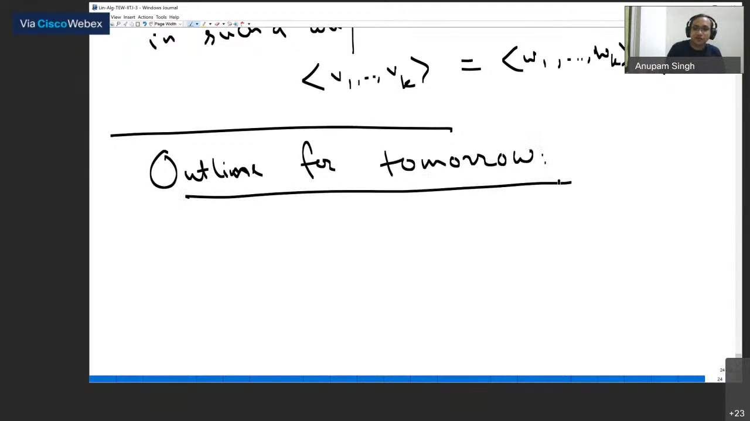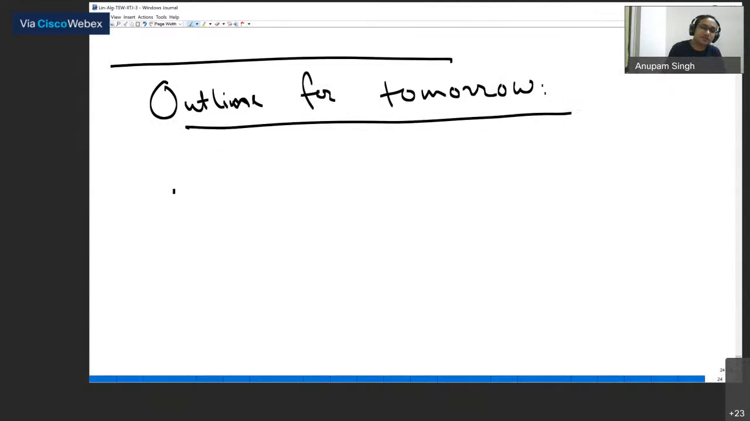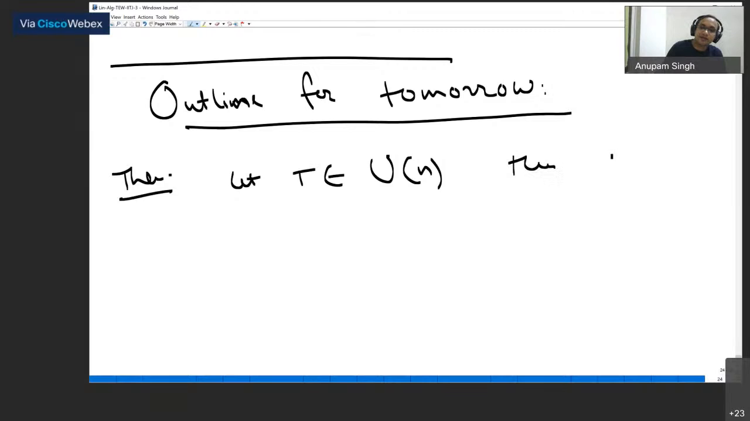Okay. So we are going to prove some interesting theorems. The first theorem is that if I take a unitary operator, let T be in UN, so that is a unitary operator, then T is diagonalizable.